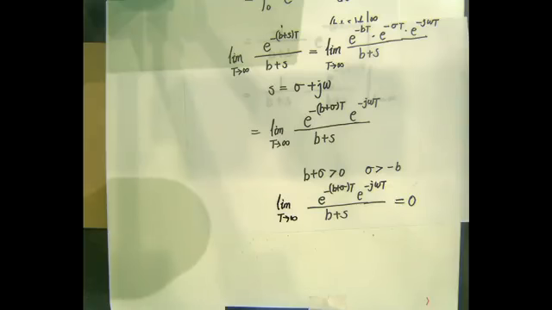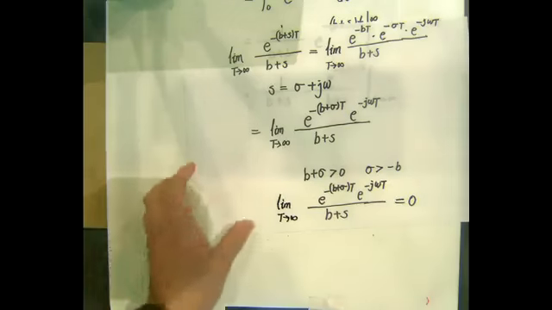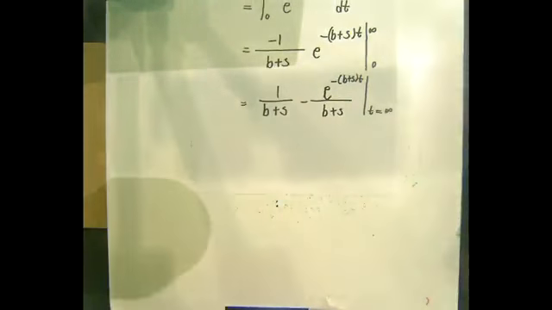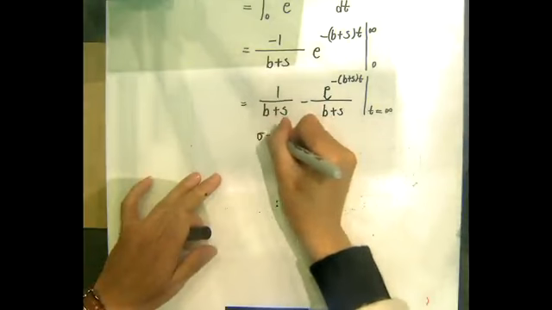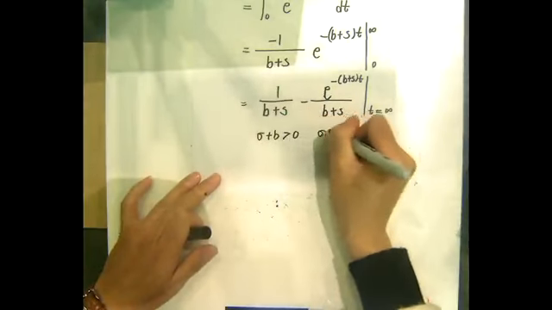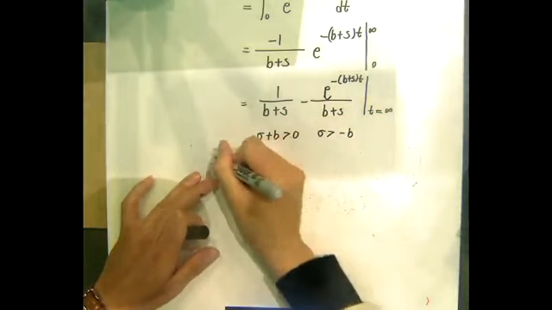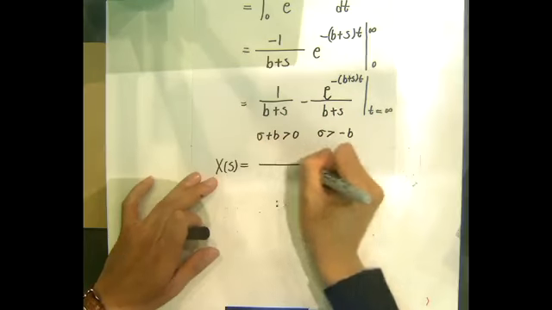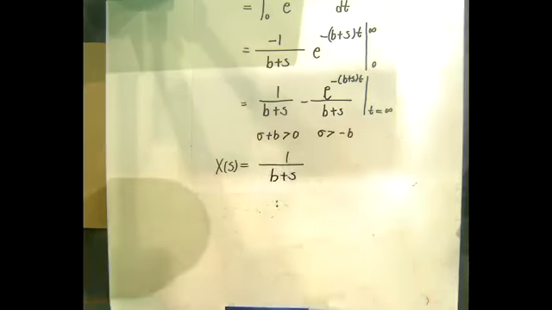So in this case, I can see if sigma plus b is positive, or sigma is larger than minus b, then my X(s) will be 1 over s plus b. Everything you see in Laplace tables completely ignores the domain of convergence. But you have to remember that there is a domain of convergence, because it comes from the definition.